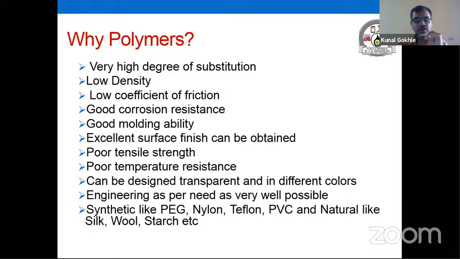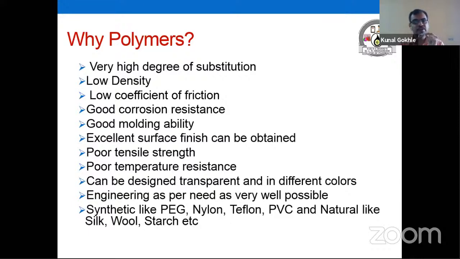Then another important property of polymers is that they have a low density, because of which we have been using polymers as packaging material for many years. Then polymers have a low coefficient of friction, because of which they are ideal candidates for excipients in the formulation of solid unit dosage forms. Another important property is that polymers have very good corrosion resistance. They have very good molding ability also, so we can mold them and use them as we like. We can also obtain polymers with an excellent surface finish.